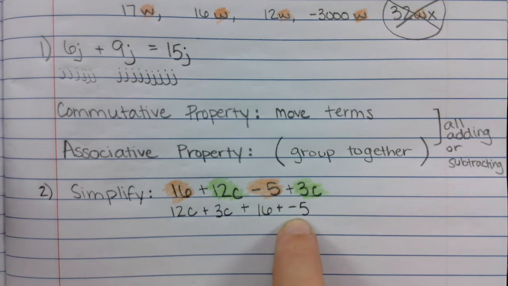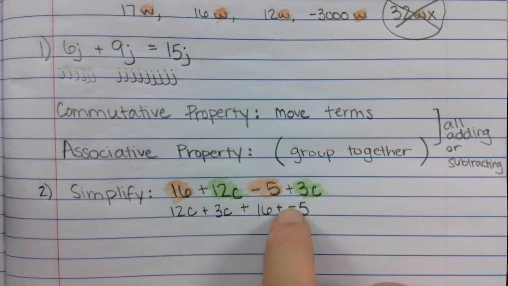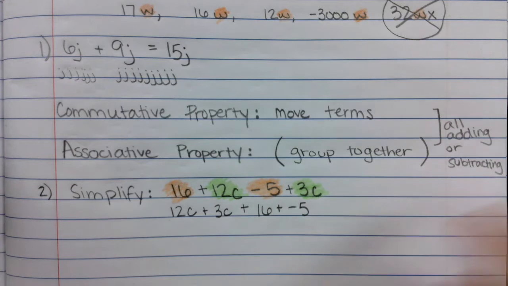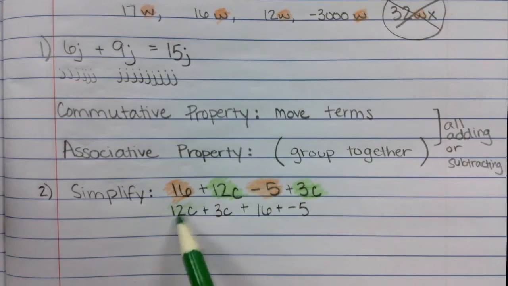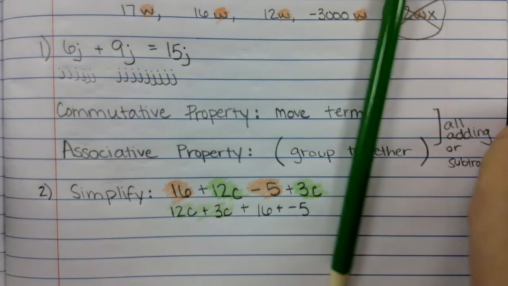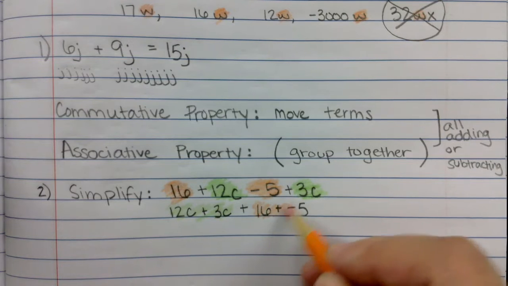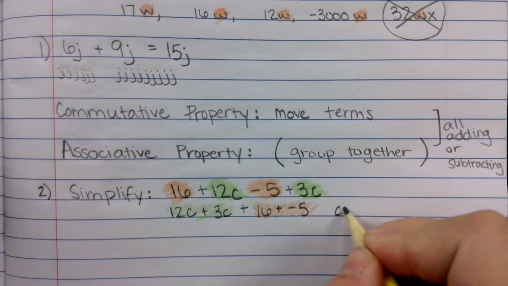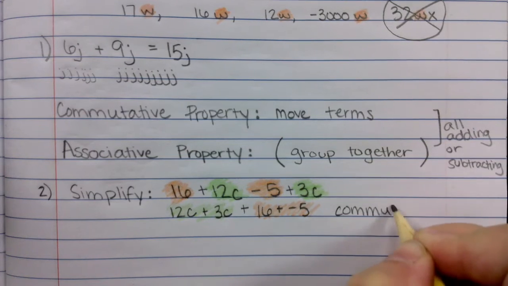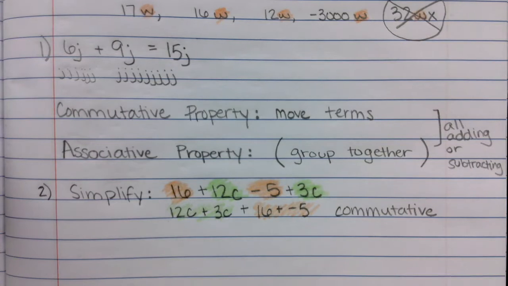All right, so now I have my c's together. And I have my constants together. So which property was that we switched them around? Commutative. Now, according to our order of operations, when I add, I have to add left to right. Right now, could I add left to right? Could I do 12c? Could I take that and then add it to 16?